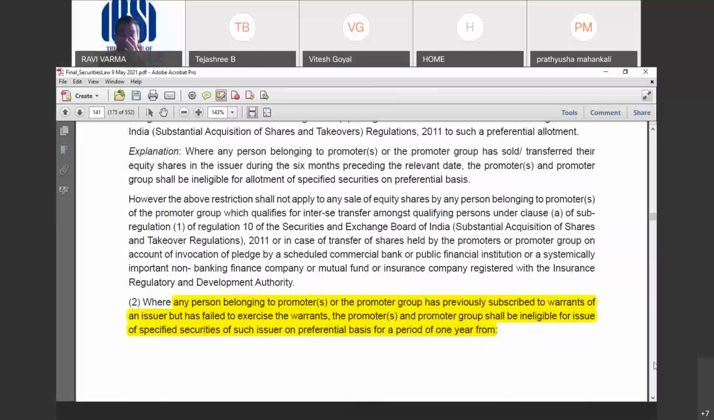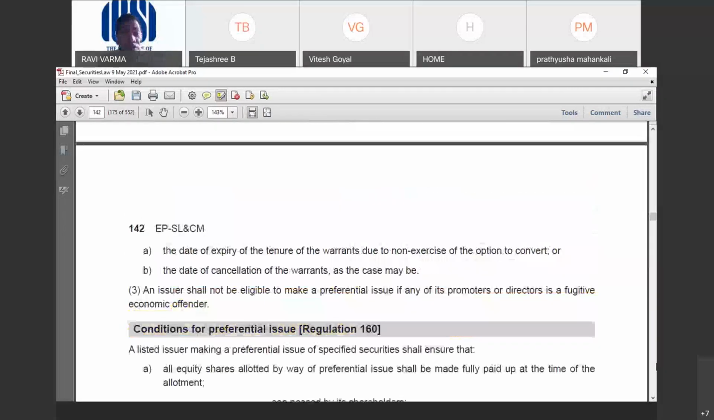So those who have sold the shares in the last 6 months, those who have failed to subscribe in the last 1 year, and last but not the least, if you are issuing it to the promoter or director, or if your promoters or directors are fugitive economic offenders. In fact, willful defaulter is also covered here. Please do write that under the regulation now, willful defaulter is also covered. If they are the fugitive economic offender or willful defaulter, they will not.